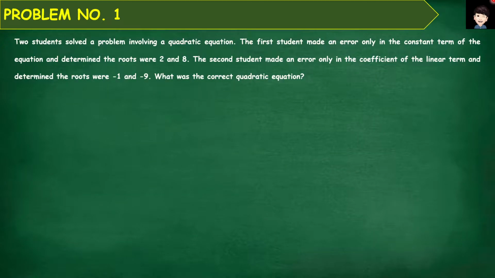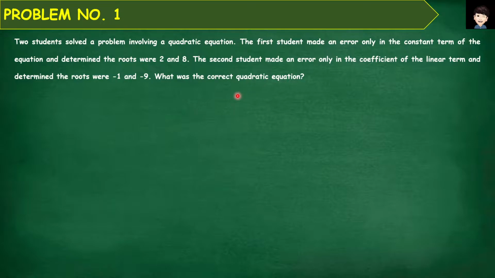Problem number 1. Two students solve a problem involving a quadratic equation. The first student made an error only in the constant term of the equation and determined the roots were 2 and 8. The second student made an error only in the coefficient of the linear term and determined the roots were -1 and -9. What was the correct quadratic equation?